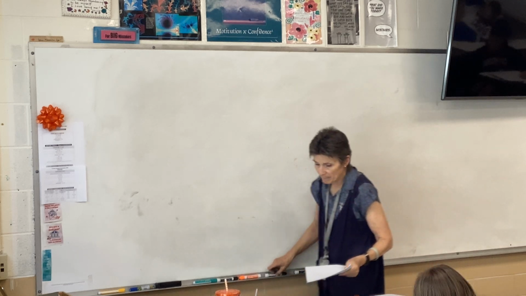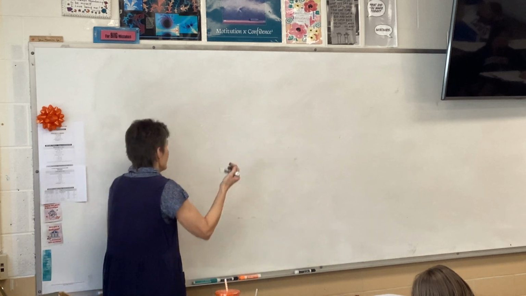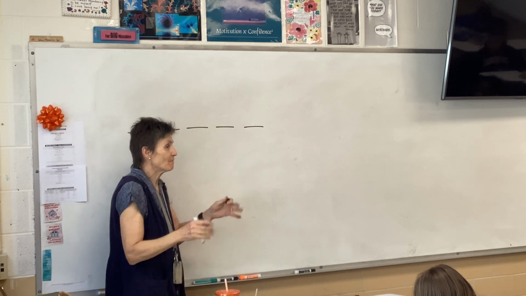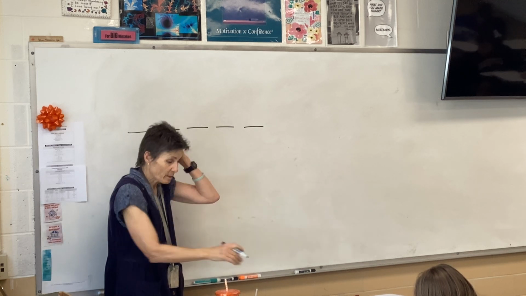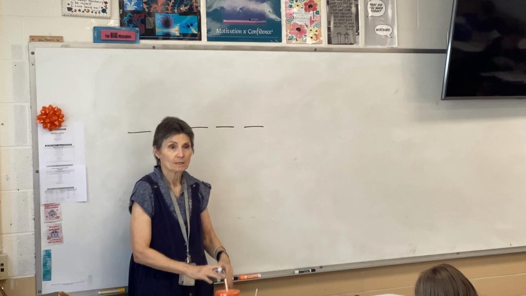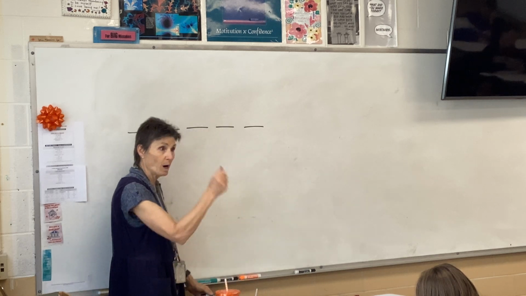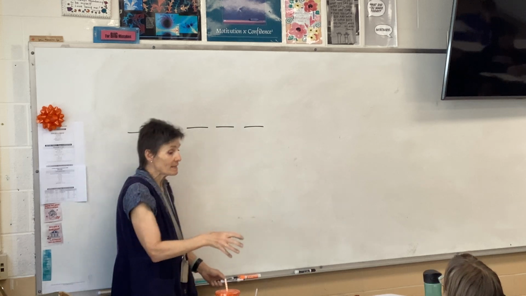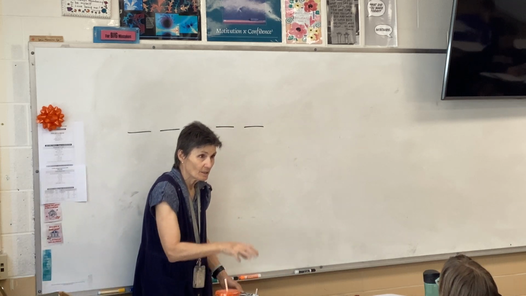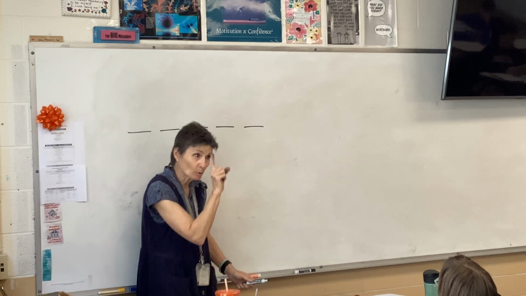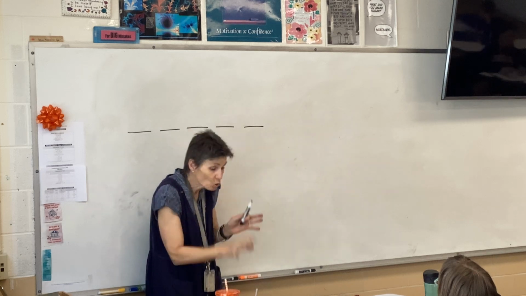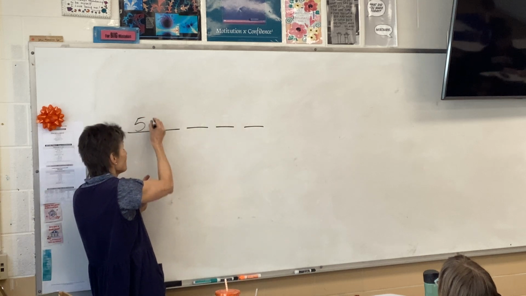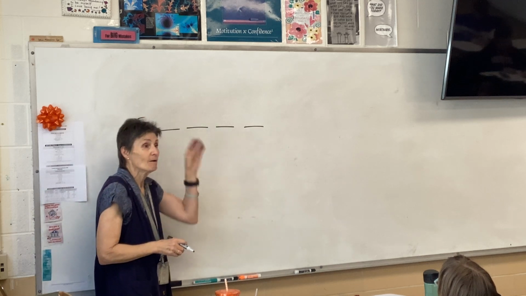Here's my bookshelf, and I have room for 5 books on my bookshelf. So here are the 5 books. I'm going to reach down and grab one and put it in the first slot. How many choices of books do I have? I'm only going to pick one, but how many choices do I have? 5. So there are 5 possibilities for that first slot.